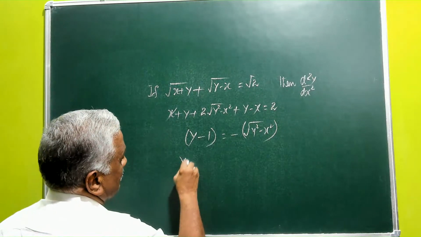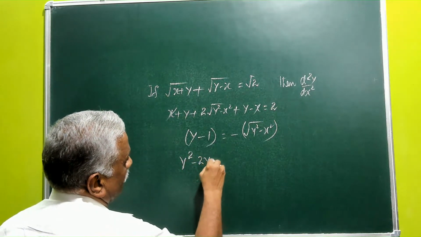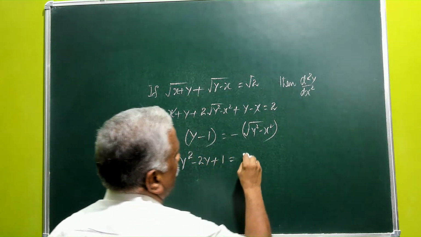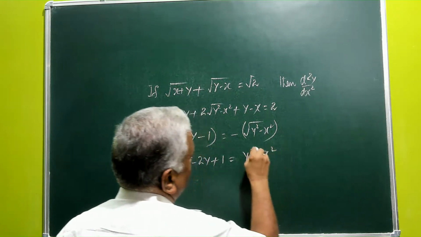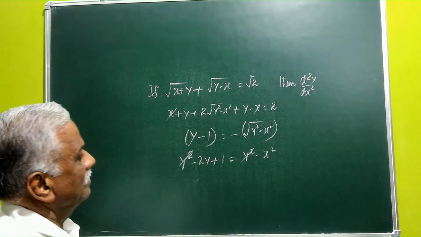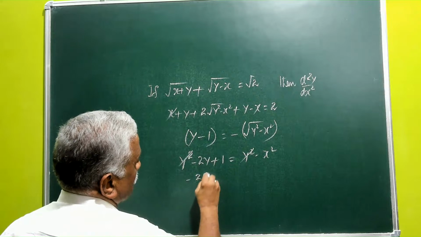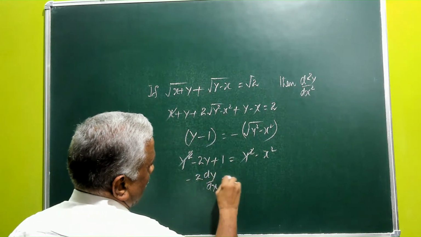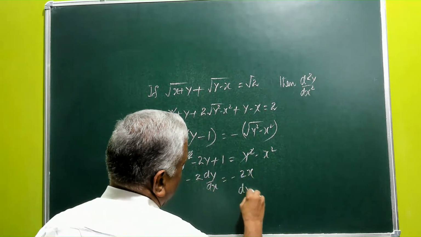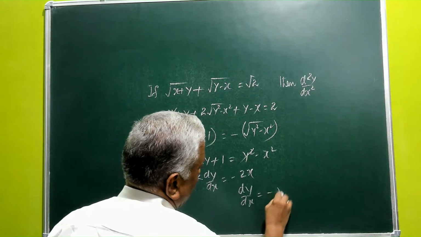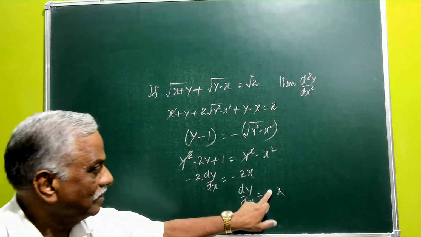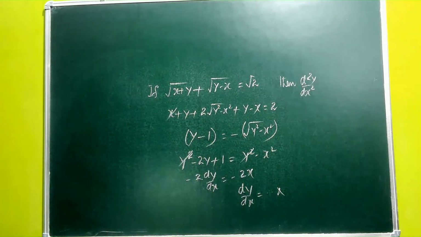Square both sides. y square minus 2y plus 1 is equal to y square minus x square. y square and y square cancel. So differentiate. Minus 2 dy by dx is equal to minus 2x. So dy by dx is equal to minus x is the answer. No, plus x, because on both sides you got minus.